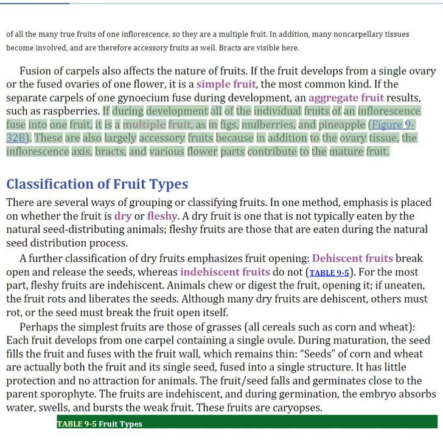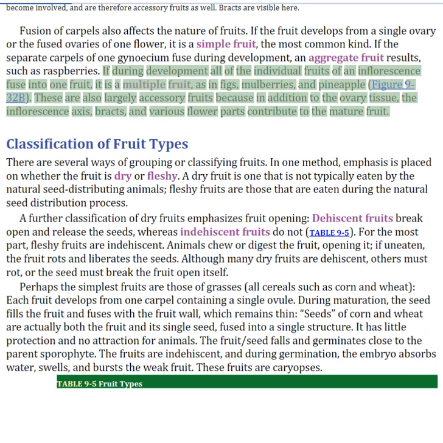raspberries. If during development all of the individual fruits of an inflorescence fuse into one fruit, it is a multiple fruit, as in figs, mulberries, and pineapple. These are also largely accessory fruits because in addition to the ovary tissue, the inflorescence axis, bracts, and various flower parts contribute to the mature fruit.